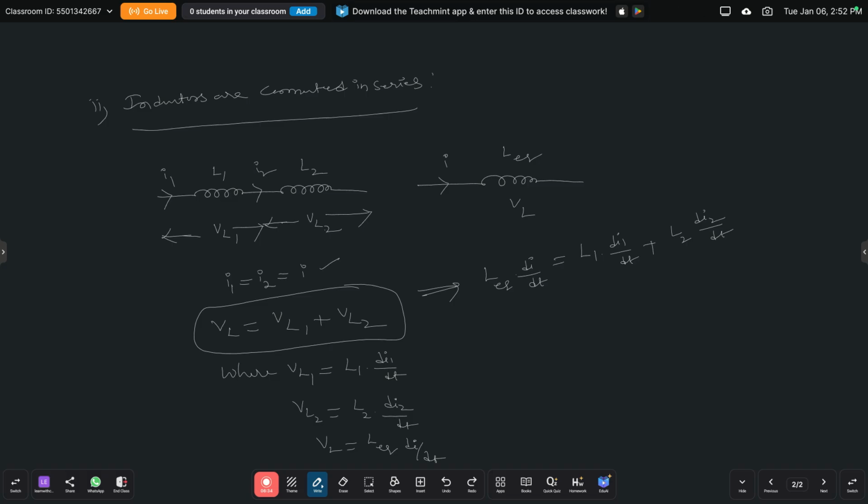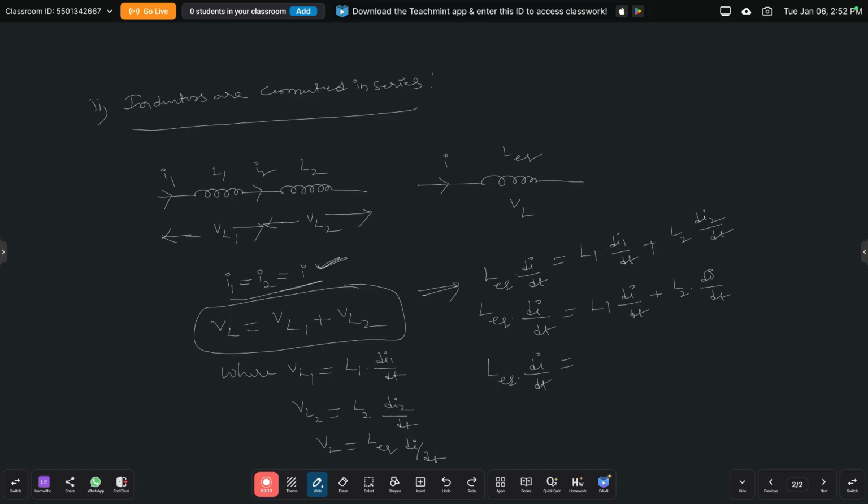But here, see, in this equation I1 is equal to I2 equal to I. That means in place of I1 and I2 we just substitute the value of I, because in a series circuit the same current will always flow. So in place of I1 and I2 we just replace by I. So L equivalent into di by dt is equal to L1 into di by dt plus L2 into di by dt.